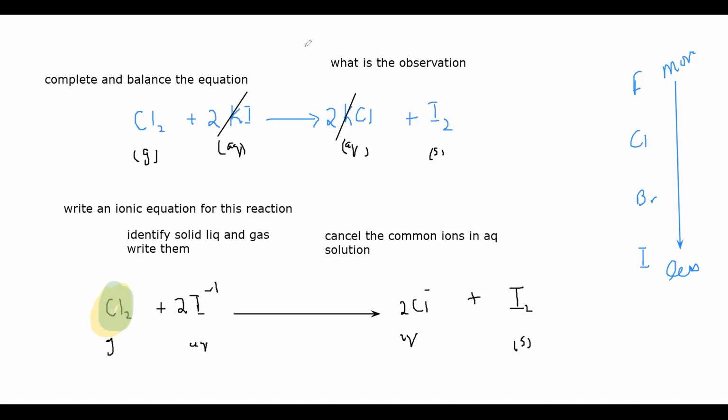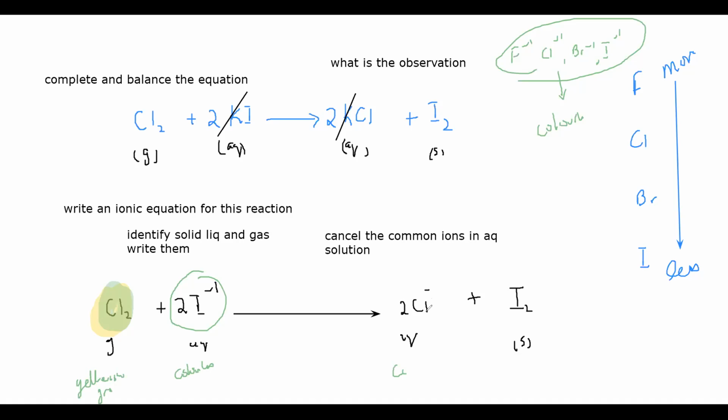All these ions are colorless. For example, fluoride ion, chloride ion, bromide ion, or iodide ion, all these ions are colorless. There is no color for them. So the circled one is a colorless substance. So chlorine is a yellowish green gas, and this substance is colorless. When it forms chloride ion, again, this is colorless.